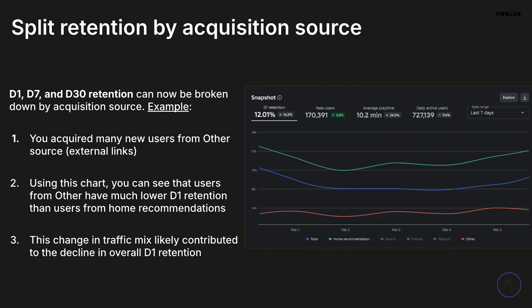It could just be primarily because you acquired a bunch of new users from the other source that had lower retention. So that's why, if you see changes in your retention, like your overall retention, it's important to look at this traffic source graph to see if these changes are just because of traffic mix changes or because you actually made some updates to your game.